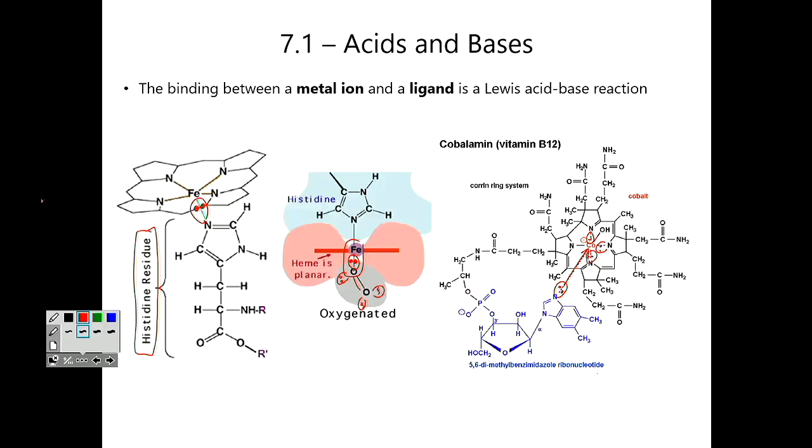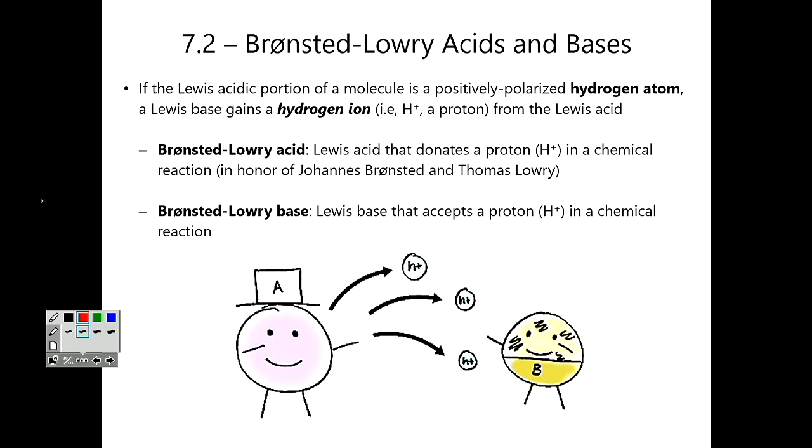So if it's a lone pair binding to anything other than a proton, that's when we call it a Lewis acid-base transformation. If the Lewis acid is specifically a proton, a hydrogen ion, or hydrogen atom that's being picked up from something else, that's when we narrow it down to only protons. That's when we call it a Bronsted-Lowry acid-base process. So the acid is the one that provides the proton. The base is the one that picks up the proton.